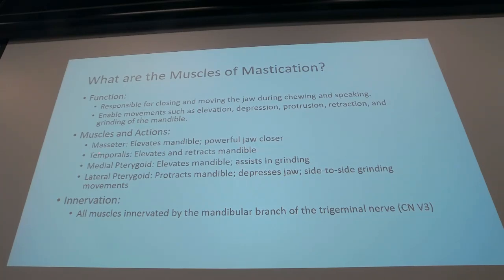So we have masseter, temporalis, and medial and lateral pterygoids. The only one that depresses the jaw will be the lateral pterygoid, but the rest close the jaw. The lateral pterygoid also protracts the mandible.